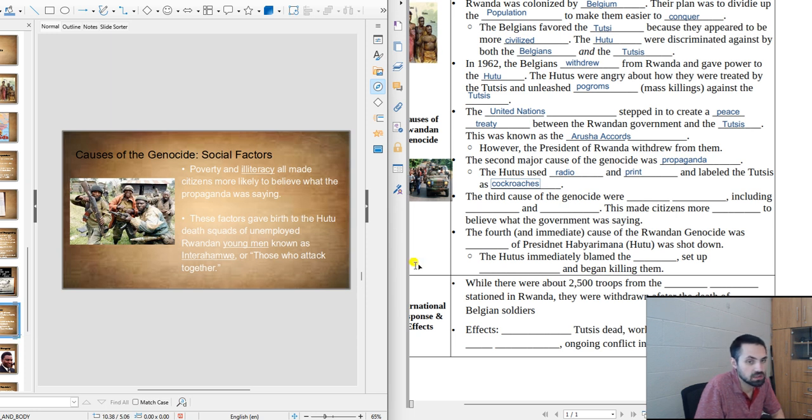The third cause of the genocide were social factors, including poverty and illiteracy. This made citizens more likely to believe what the government was saying.